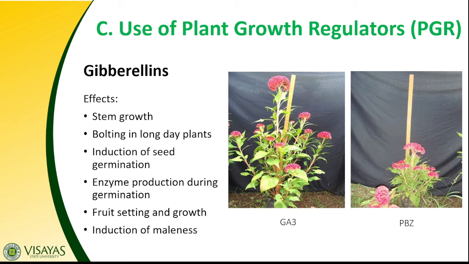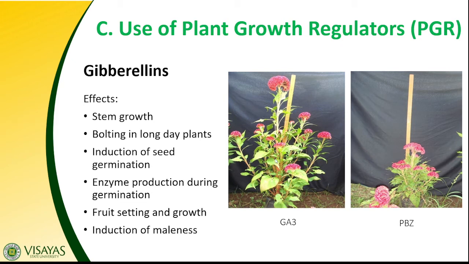The third, or another way of controlling flowering in plants, is the use of plant growth regulators or PGRs. And there are five classical plant growth regulators. One is gibberellins, and these are the well-known popular effects of gibberellins on stem growth, both in long-day plants, induction of seed germination, enzyme production during germination, particularly the production of alpha amylase enzyme, fruit setting and growth, and the induction of maleness is one of the well-known effects of gibberellins.